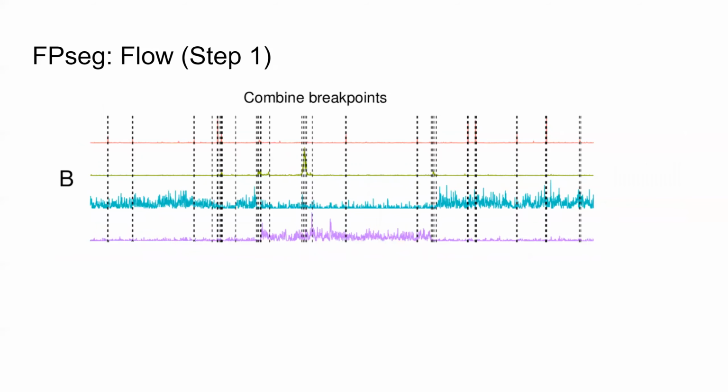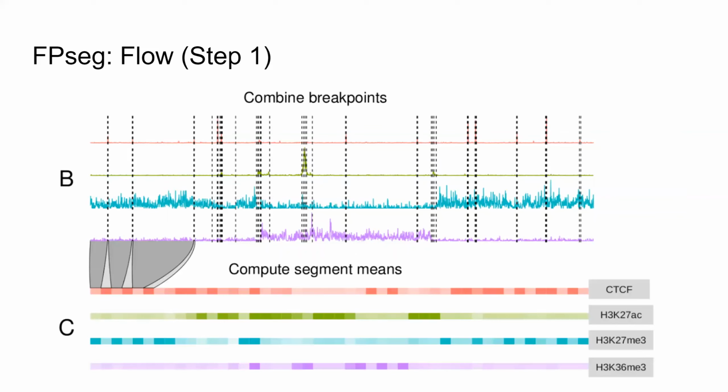And then we combine the breakpoints from every track into a single breakpoint set and calculate the segment means between breakpoints for each track. This way, we reduce the size of the data and minimize the effect of the noise.